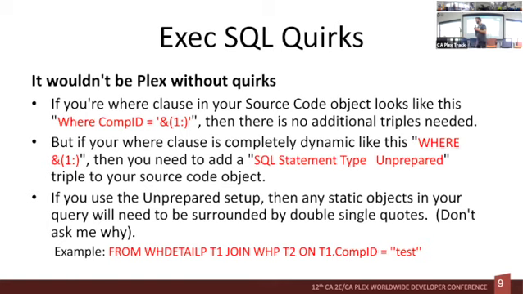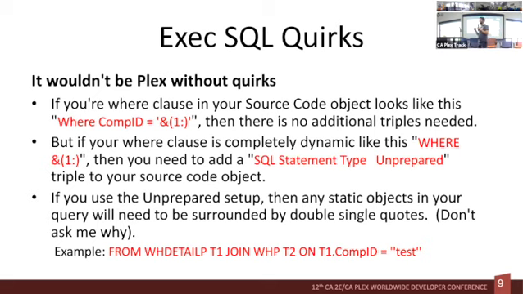Okay, but there are quirks. This is Plex after all, there's going to be quirks, there always is. There's a couple of things you just need to think about. If you have a very static where clause, or mostly static information where you're just passing in single fields into your query source code object, then you don't really have to do anything special.